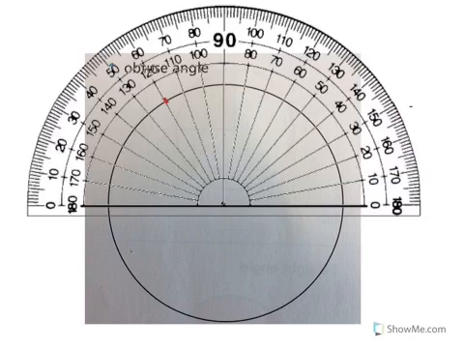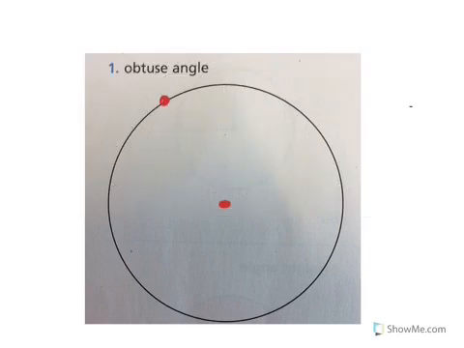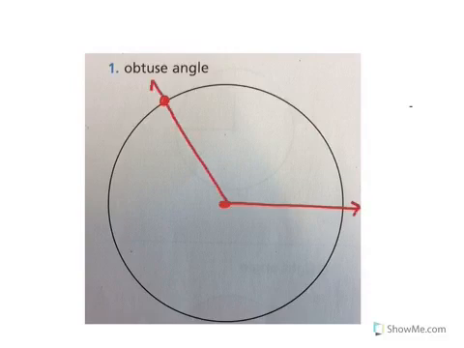So here you can see where I've lined up my protractor and I made a mark on my circle with red. And here's my vertex and here's my mark. Then I'm just going to use my ruler to draw the angle. Here's my obtuse angle. I'm going to label it 120 degrees.